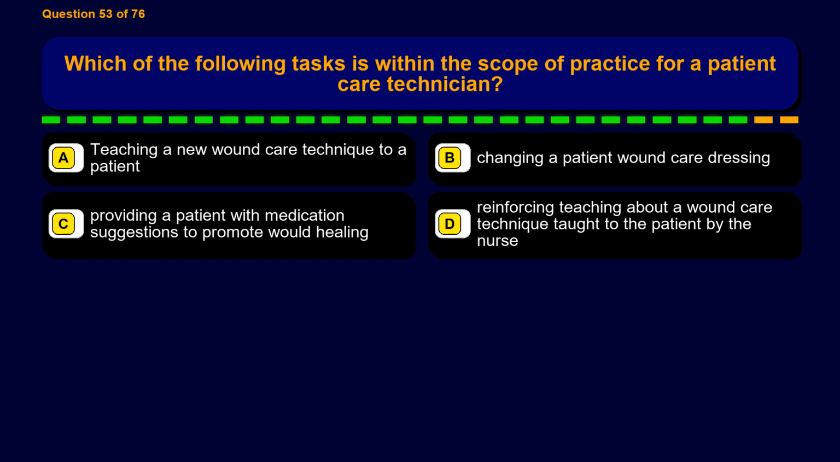Question 53. Which of the following tasks is within the scope of practice for a patient care technician? Option A, teaching a new wound care technique to a patient. Option B, changing a patient wound care dressing. Option C, providing a patient with medication suggestions to promote wound healing. Option D, reinforcing teaching about a wound care technique taught to the patient by the nurse.